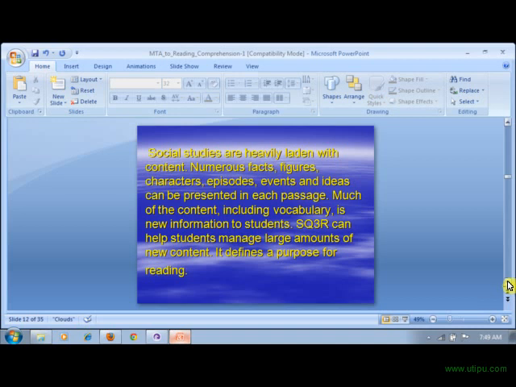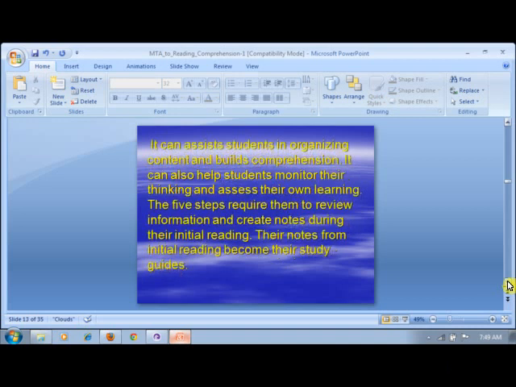It defines a purpose for reading. It can assist students in organizing content and builds comprehension. It can also help students monitor their thinking and assess their own learning. The 5 steps require them to review information and create notes during their initial reading. Their notes from initial reading become their study guides.